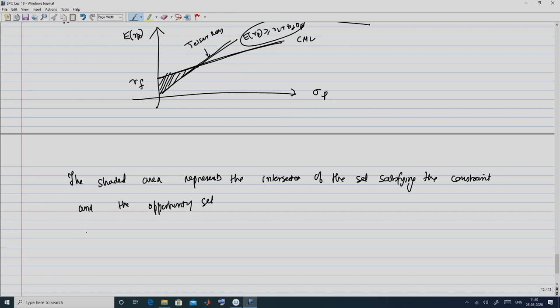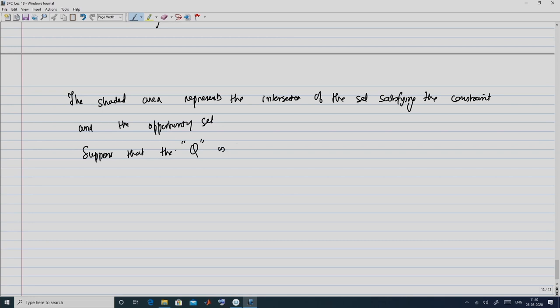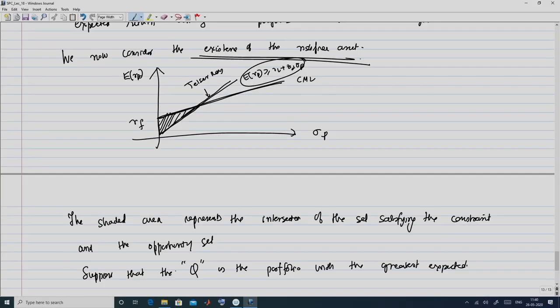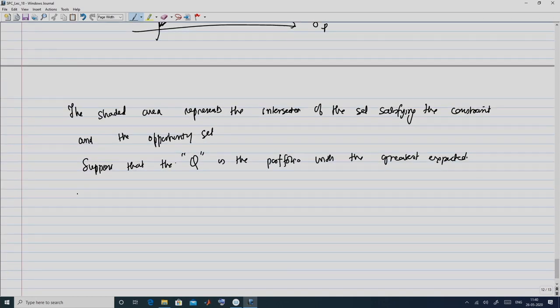All right. So, suppose that we have now basically this shaded region. And suppose there is some portfolio Q, not to be confused with the Q in the previous diagram. So suppose I denote by Q the portfolio with the greatest expected return. And what is this going to be? The portfolio with the greatest expected return is going to be on the point of intersection. So amongst all the portfolios here, the one with the greatest return is going to lie here. So this portfolio with the greatest expected return is at the intersection of the Telser ray and the CML.